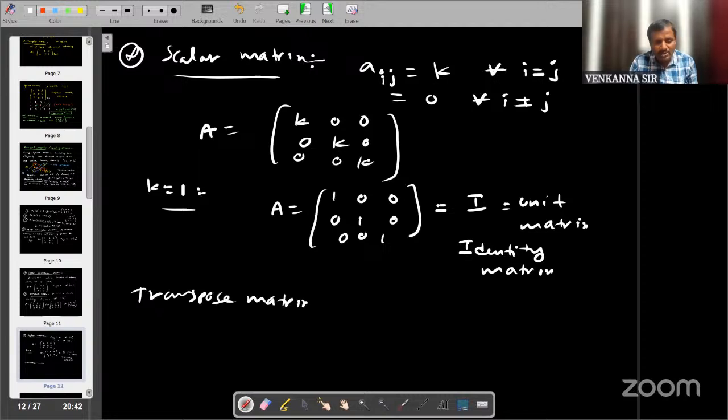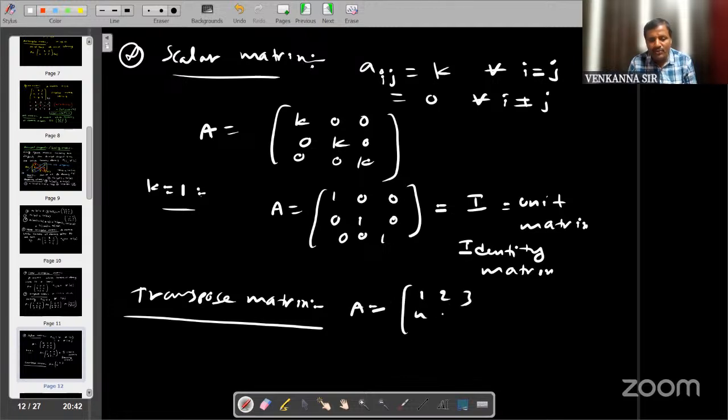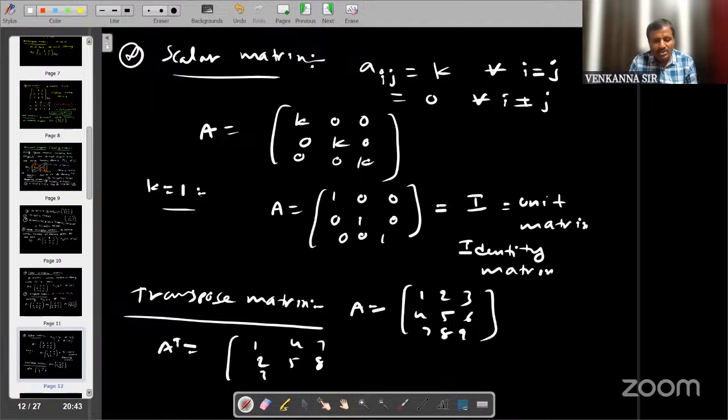Transpose matrix: a matrix obtained after interchanging the rows and columns. If you take A equal to 1 2 3, 4 5 6, 7 8 9, what is its A transpose? Interchange the rows and columns. A transpose is 1 4 7, 2 5 8, 3 6 9. This is A transpose.